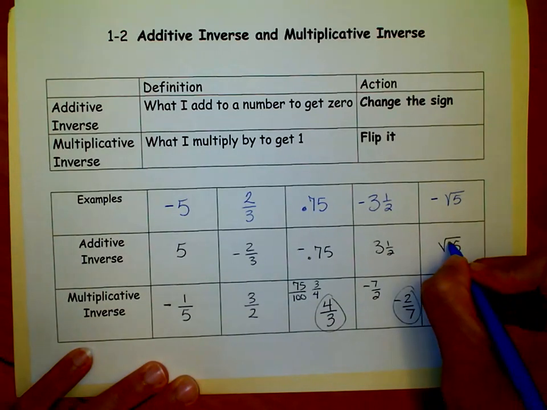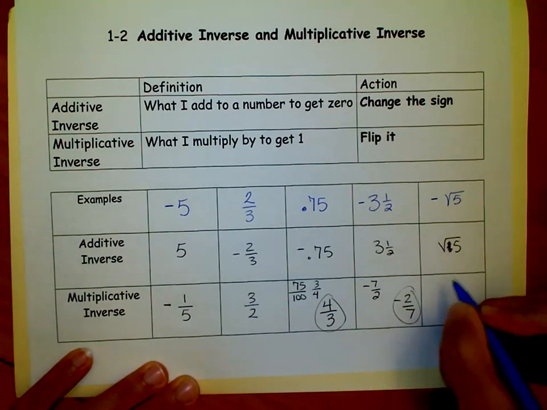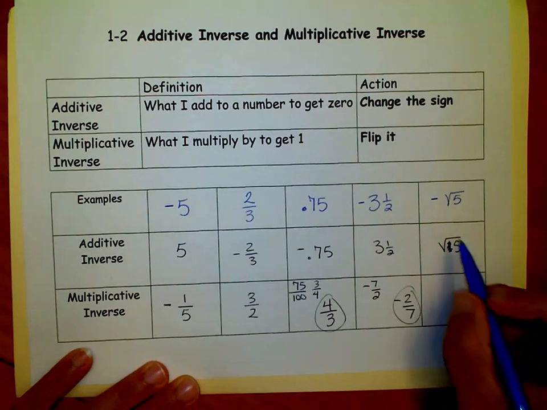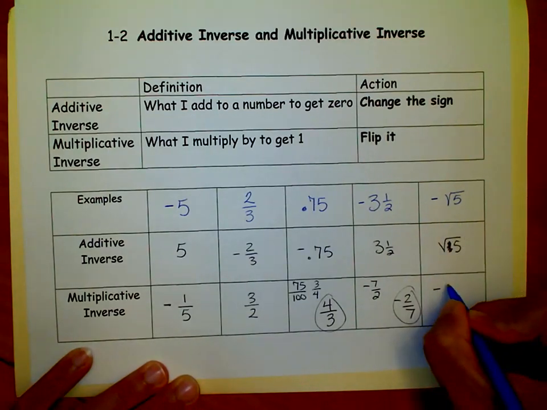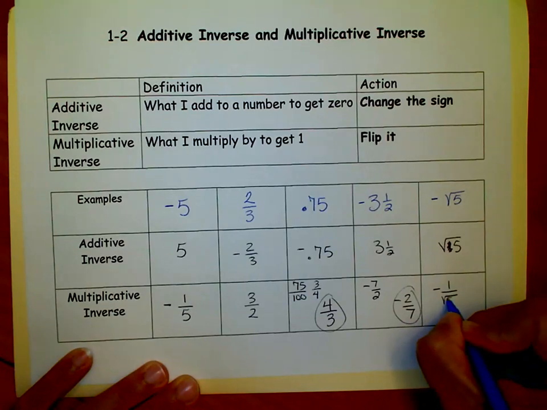I put a 15 there. Sorry, that is not a 15. That should have been a square root of 5. Okay, so when I flip this, I get -1 over the square root of 5.